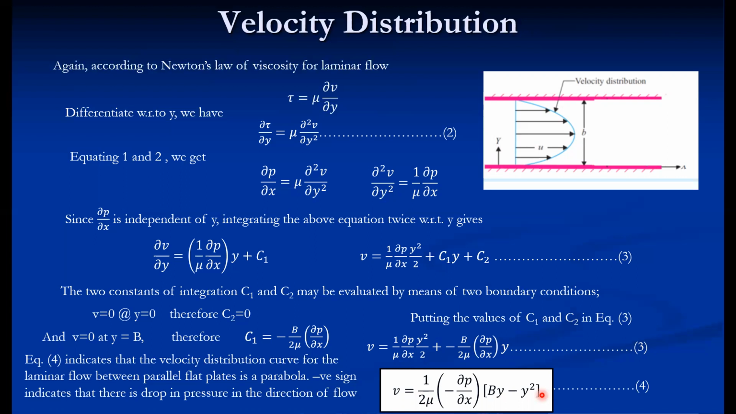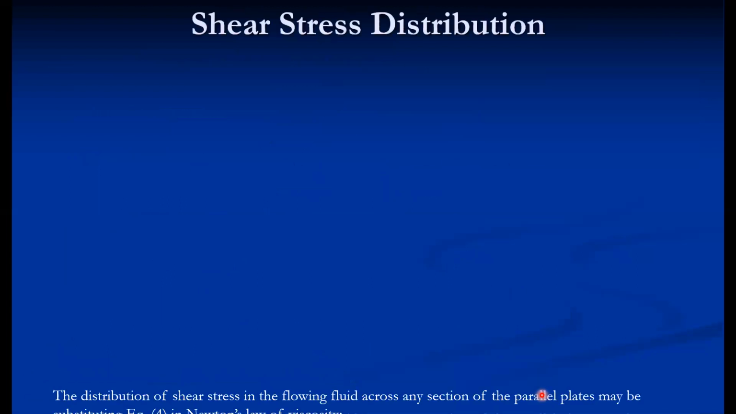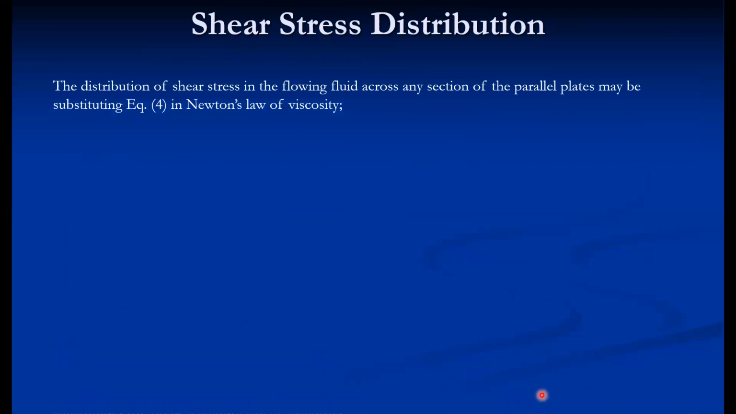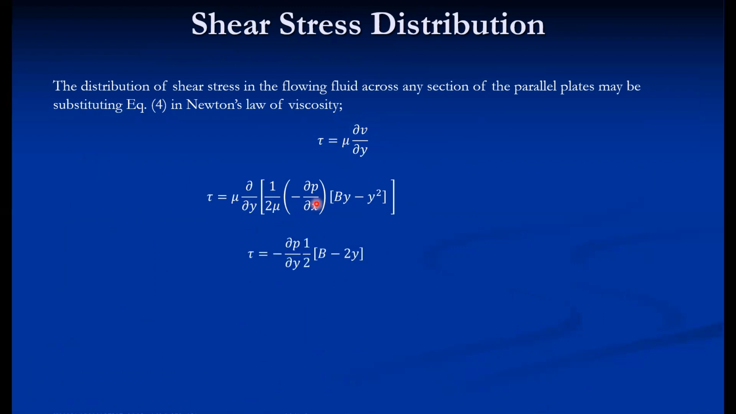Then from this we can derive the shear stress distribution. Again, for the shear stress distribution, we use Newton's law of viscosity. According to Newton's law of viscosity, tau is equal to mu into ∂v/∂y. So instead of v, we can put the local velocity distribution expression. And now we can differentiate the bracket term with respect to y. Here only this is a variable.